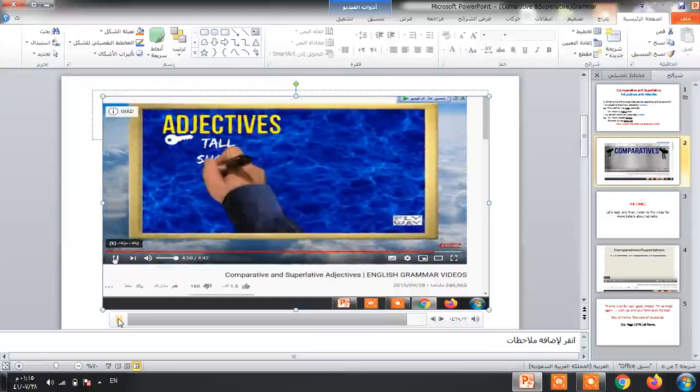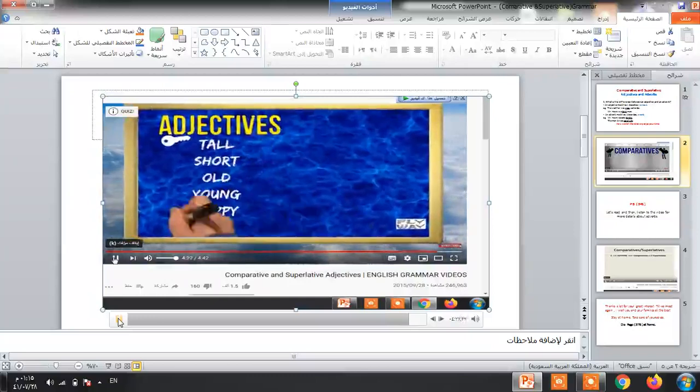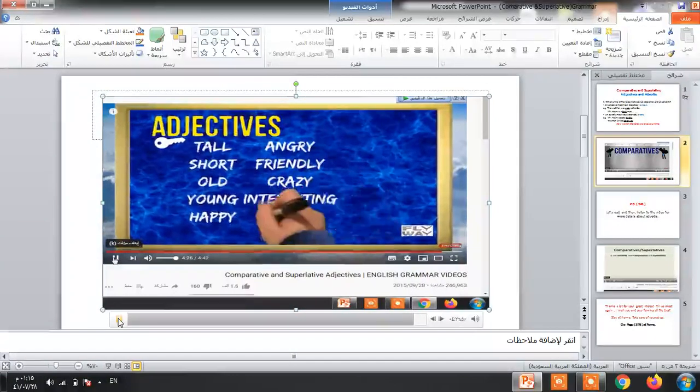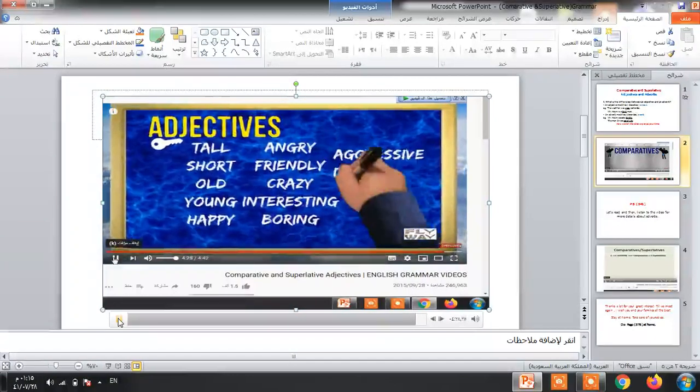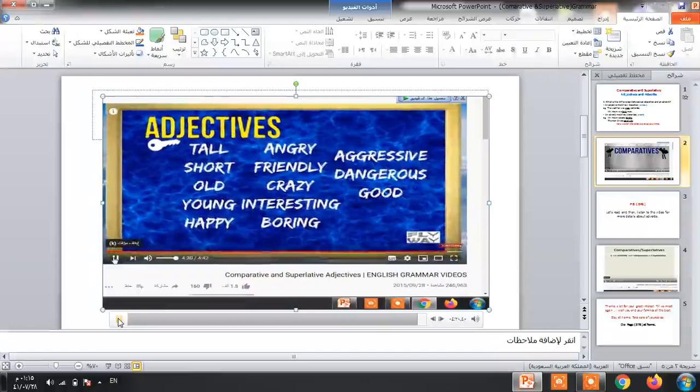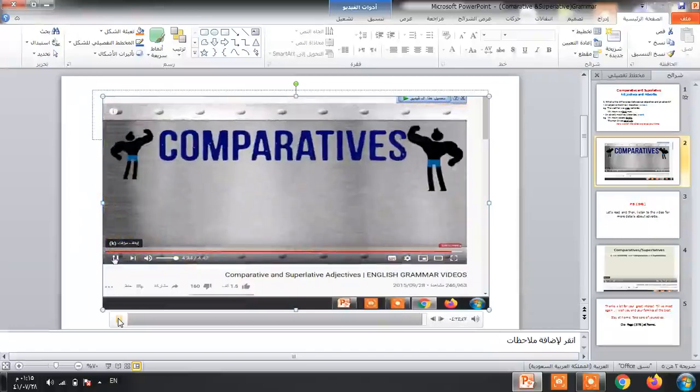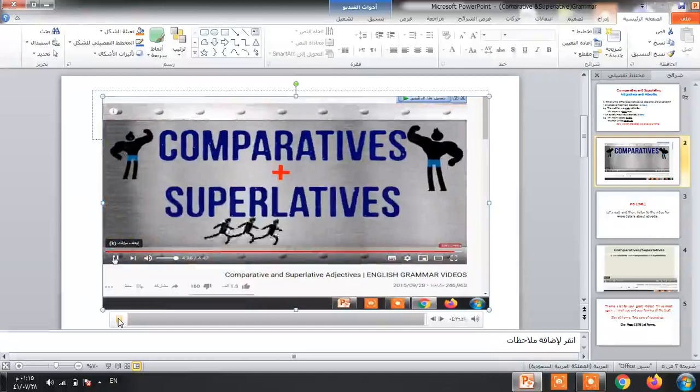Tall, short, old, young, happy, angry, friendly, crazy, interesting, boring, aggressive, dangerous, good, bad. Comparatives and superlatives.